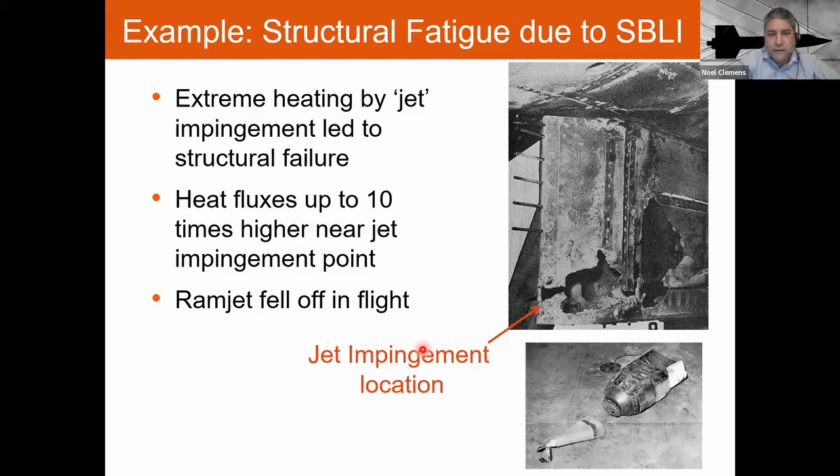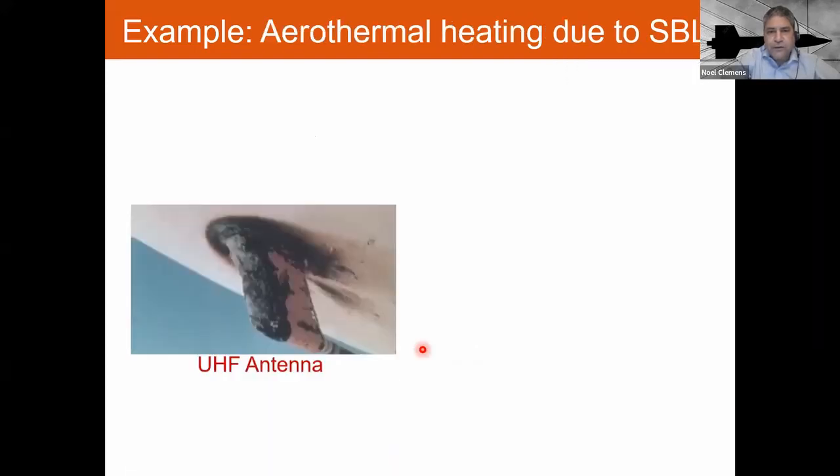And so these things are important. They have very big implications in terms of the design of the aircraft, because you have to design around the problems associated with the fluctuating loads. Okay, so just another example.